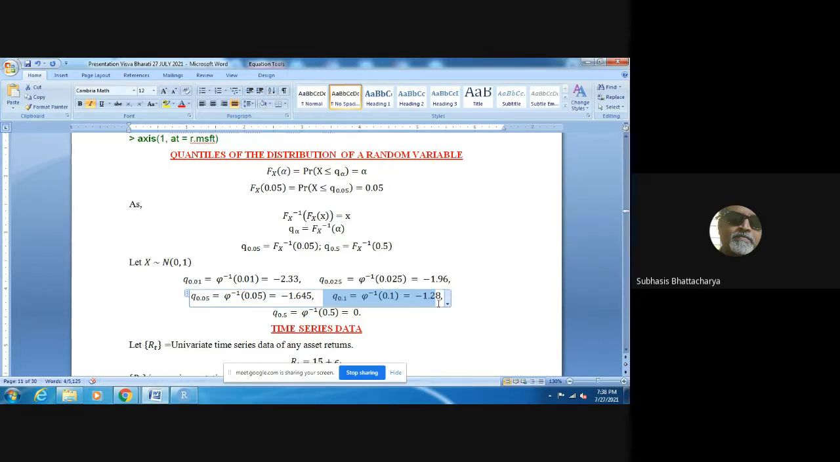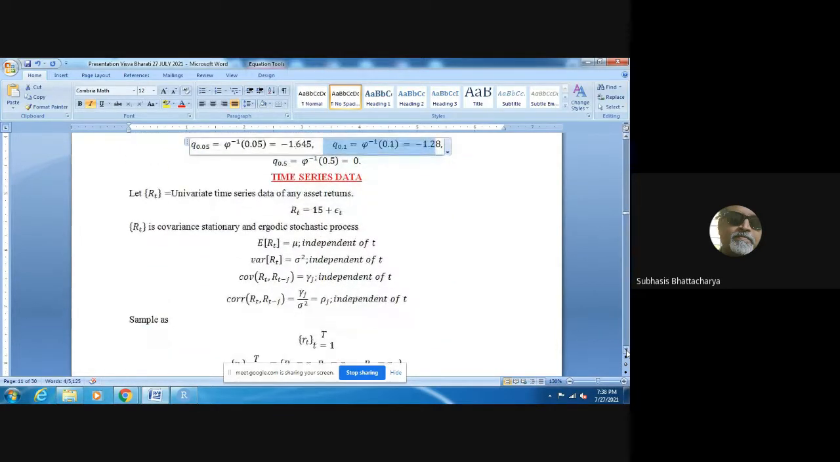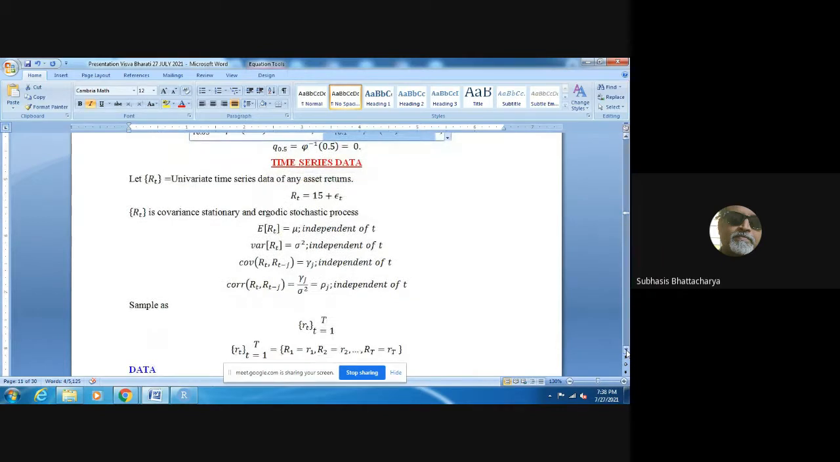Now, the basic data sets of stocks are time series data. Daily or monthly stock prices or returns are basically time series.